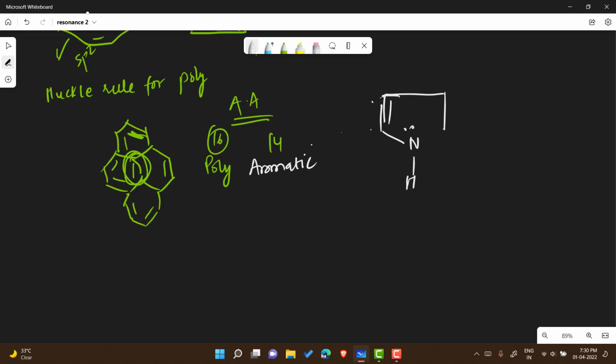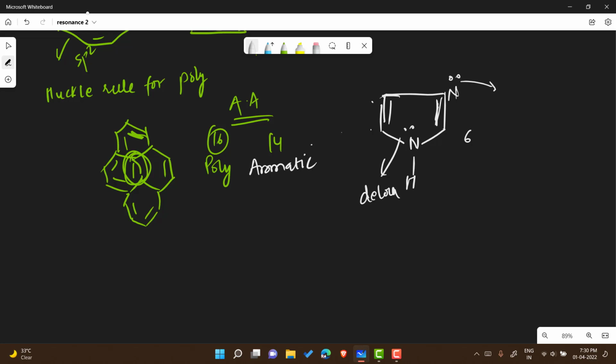Okay, what about this one? So here this one is delocalized, but this one isn't, because it is attached directly to a double bond, so it won't take part in resonance, so we'll only have 6, which means it is aromatic. Okay, quite easy.